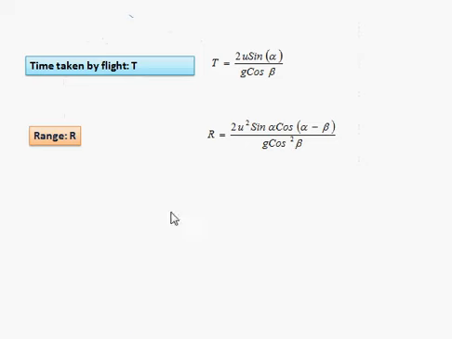Coming to the end, we have derived two different formulas, one for the time taken by the flight and the next one for the range R.